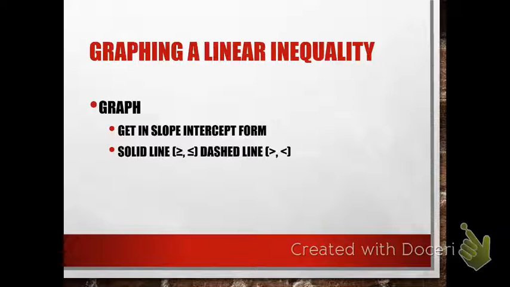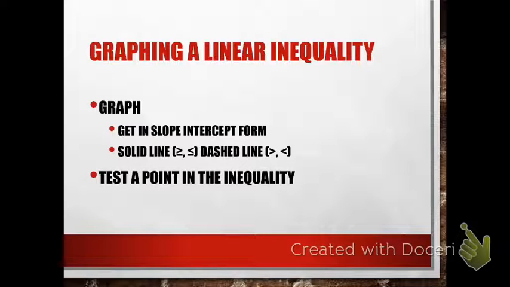Now, after you draw your line, you're also going to need to do some shading. You'll shade one side of the line or the other. And the way you'll figure out how to do that is by doing a test point. Just like with the number lines where we did a test point on either side of that cutoff value and that told us which side of the number line to shade, same thing here.